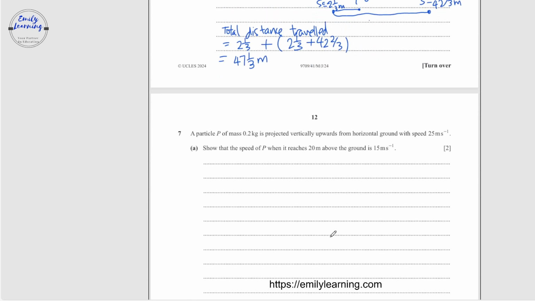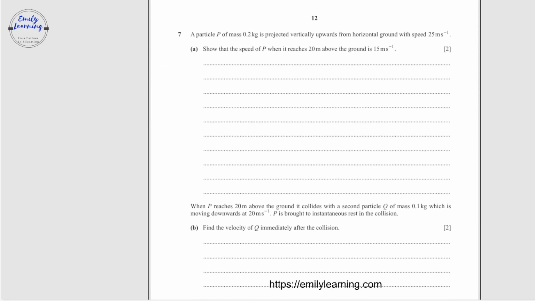Okay, so let's move on to question 7 now. A particle of mass 0.2 kg is projected vertically upwards from the horizontal ground with a speed of 25 meters per second. Show that the speed of P when it reaches 20 meters above the ground is 15 meters per second.